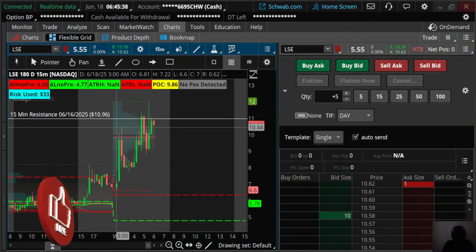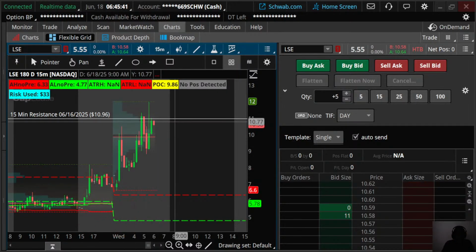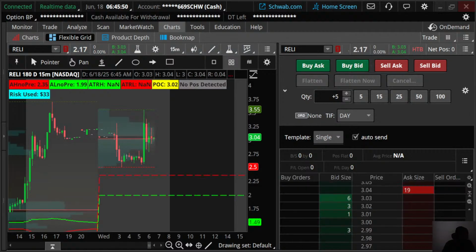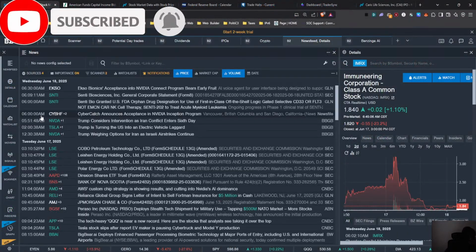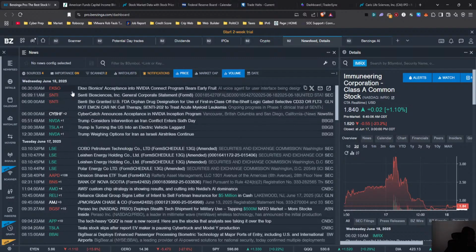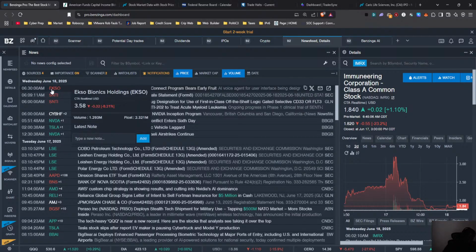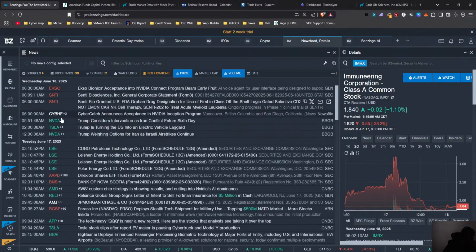LSE, again, this 1096 just continues to chop around. It's doing this little fall off. Any other stocks popping in on the news feed? Let's see. TI, EXO acceptance into NVIDIA's Connect program. Down 8%. Yeah, these are just red. NVIDIA up a little bit. Tesla up a little bit, but no major gaps up for this morning.